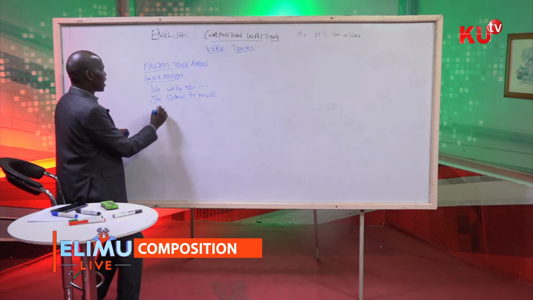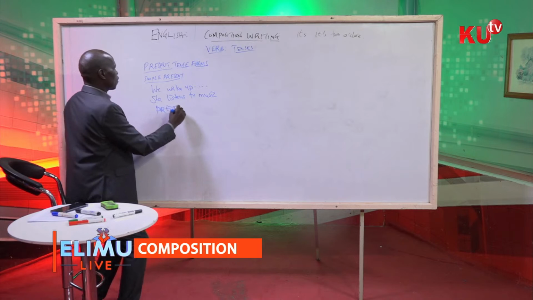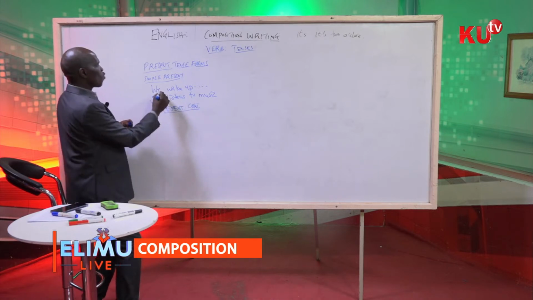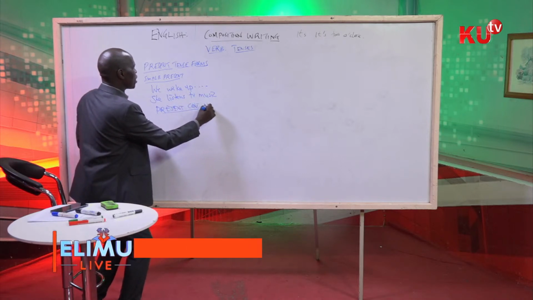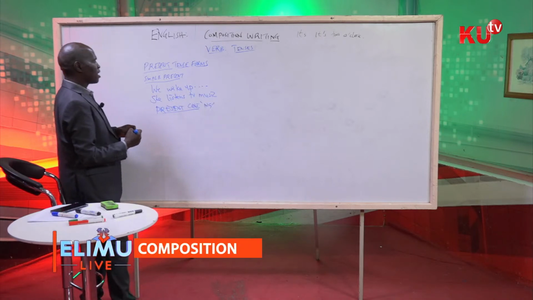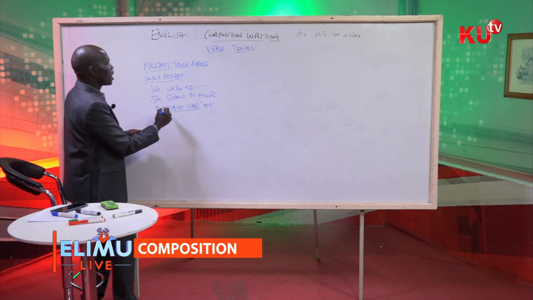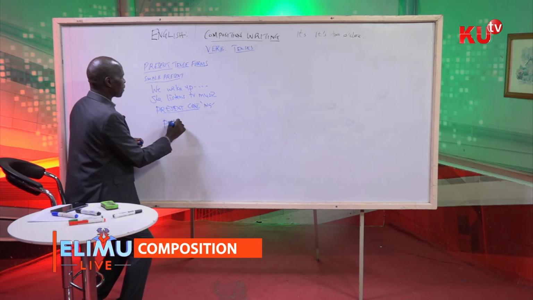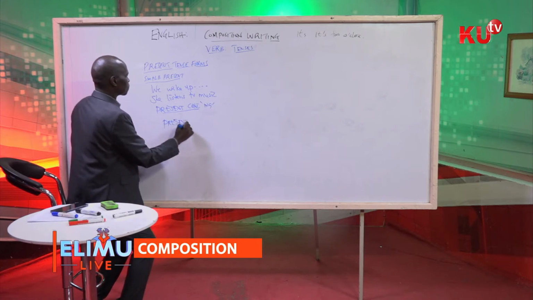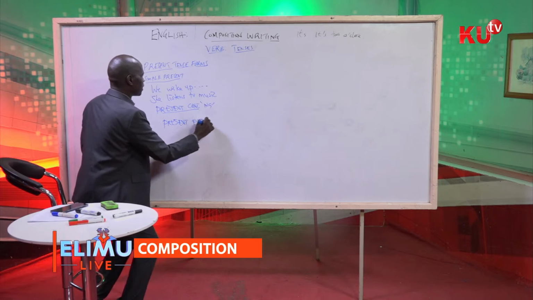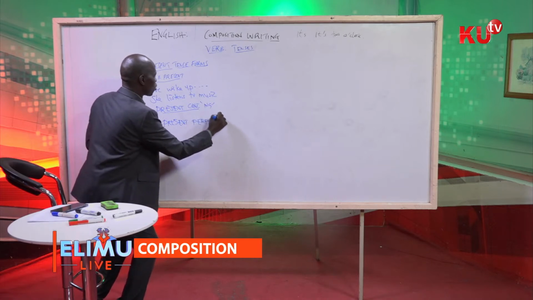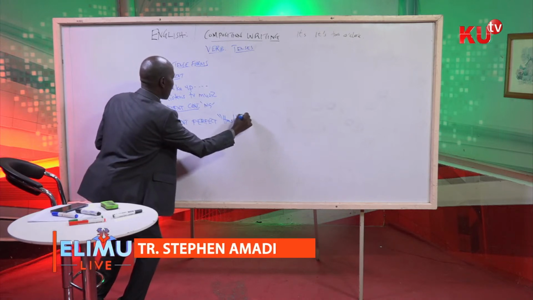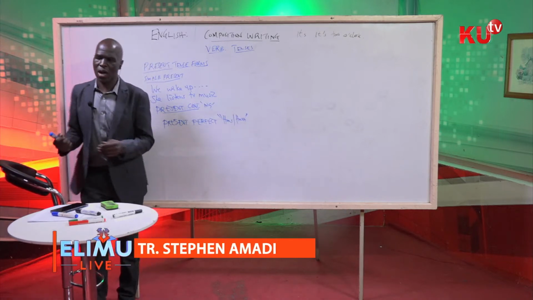Then we have present continuous tense. Present continuous. ING. Anytime you hear continuous, there must be an ING. We are waking up. She is listening to music. Then present perfect tense. Work on this on your own. Has or have. She has taken my book.